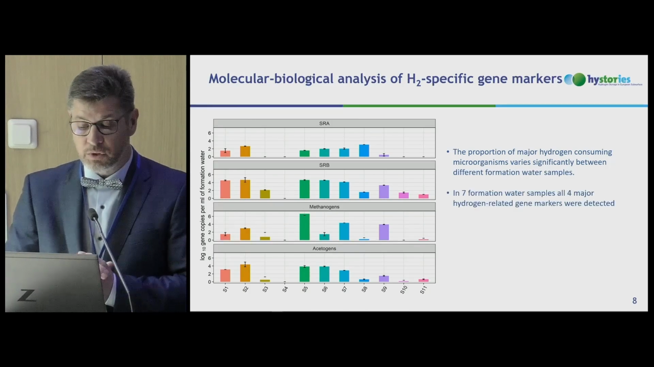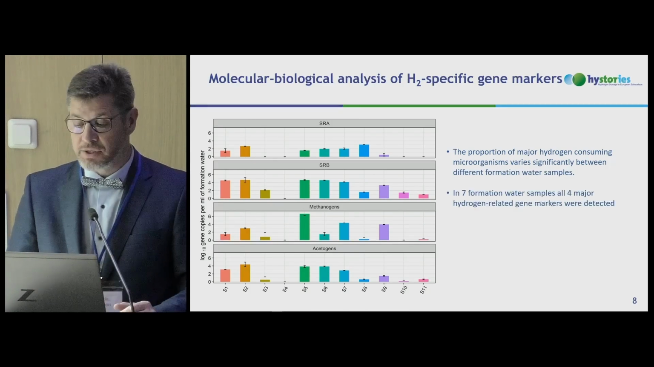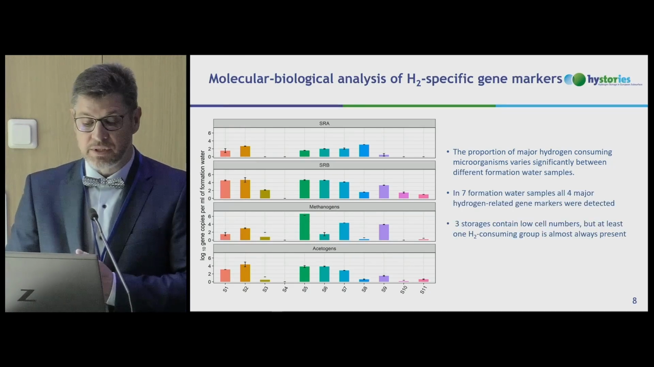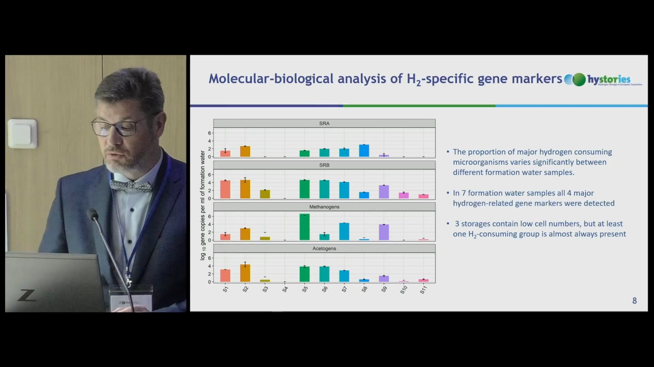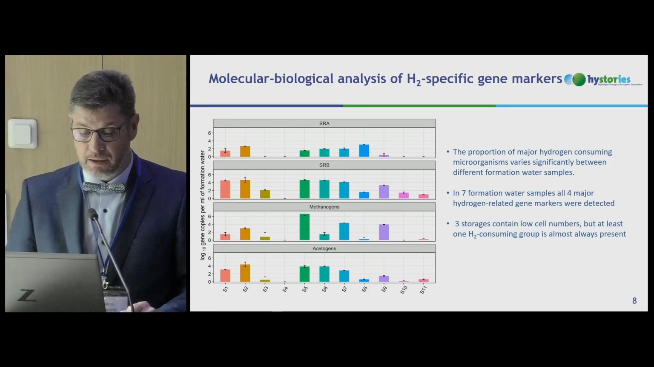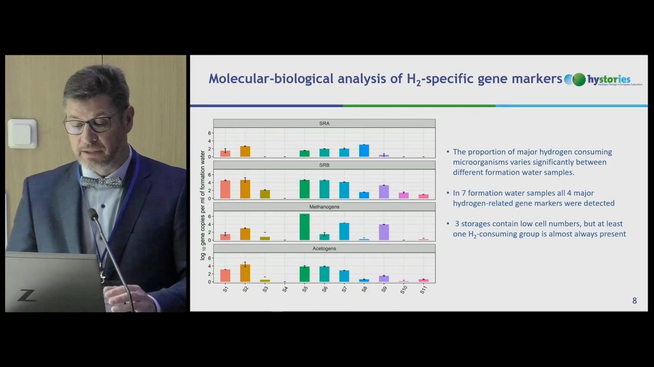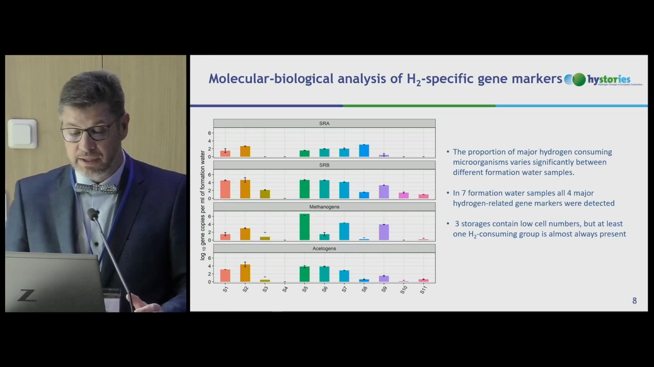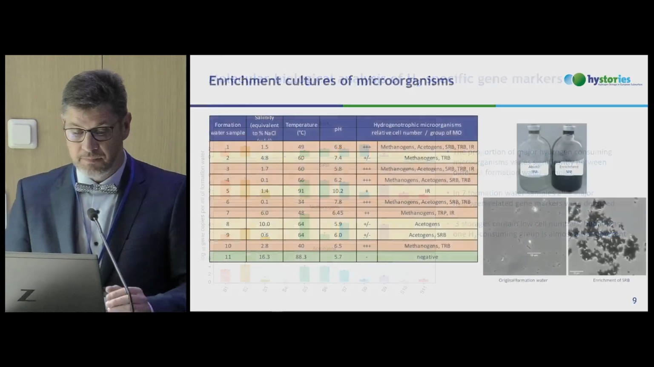In 7 formation water samples, all 4 major hydrogen-related gene markers were detected, and 3 samples contain only low cell numbers, but at least one hydrogen-consuming group is almost always present. The results of the molecular biological analysis reveal the risk potentially caused by these hydrogen-related microorganisms.